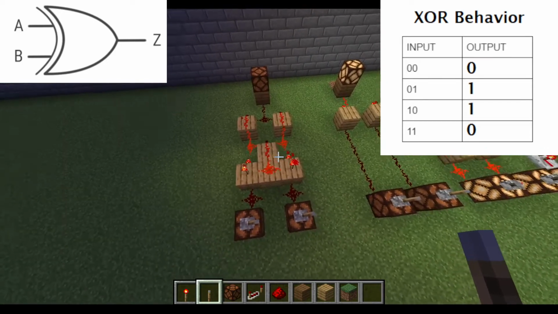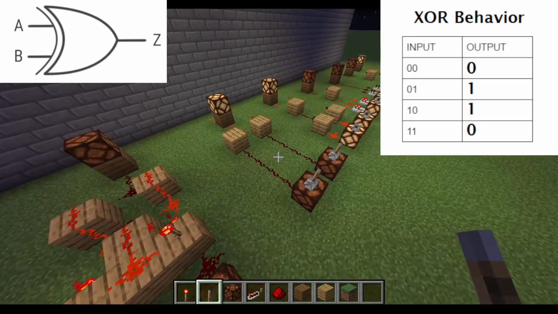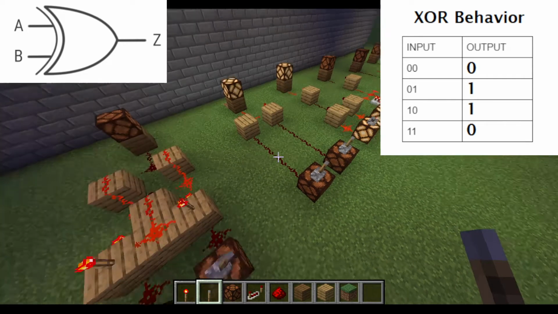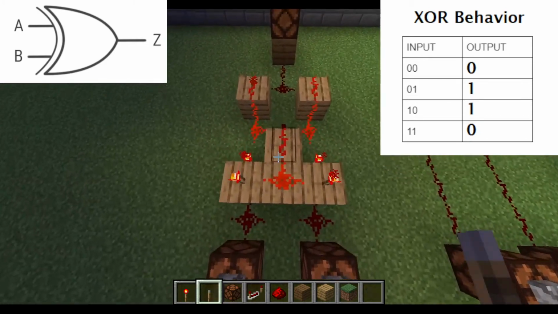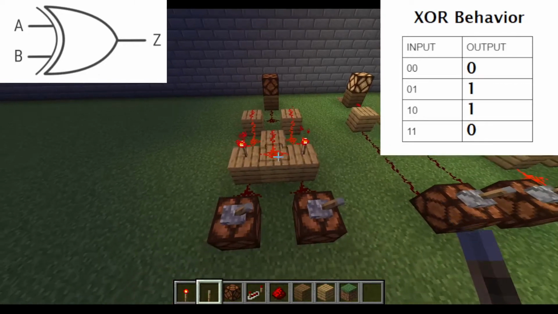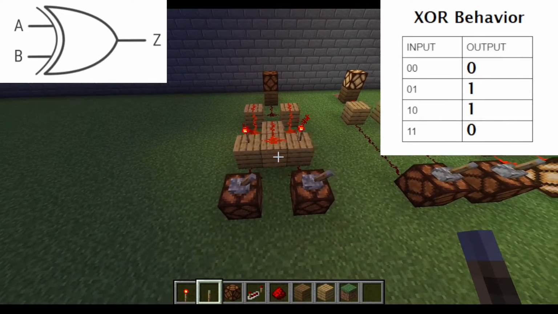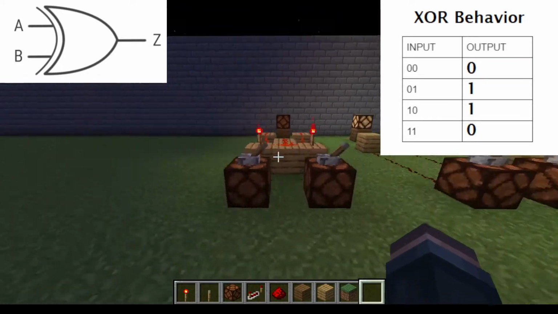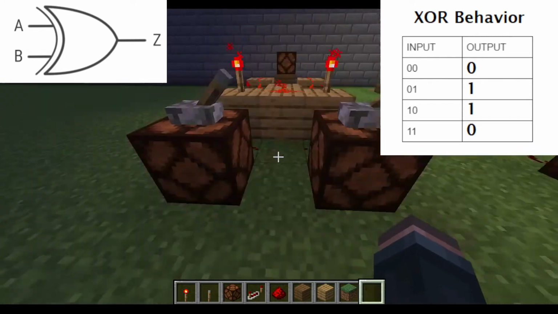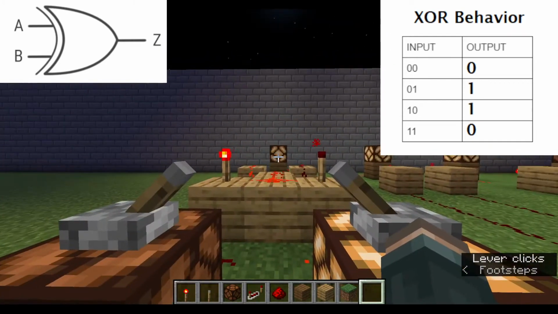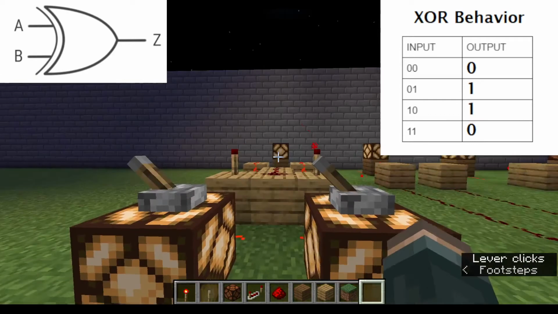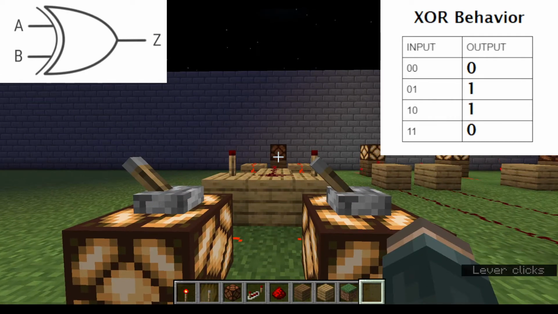I built my gates in a way that I think is easier to see what's happening and is more intuitive. This one is optimized so that it takes up as little space as possible, which will be nice when we are building our adder. So let's just make sure that Minecraft101.net didn't make a mistake, and let's check our behavior. So we have 0, 0 is a 0, 0, 1 is a 1, 1, 0 is a 1, and 1, 1 is a 0. So perfect, that's working.